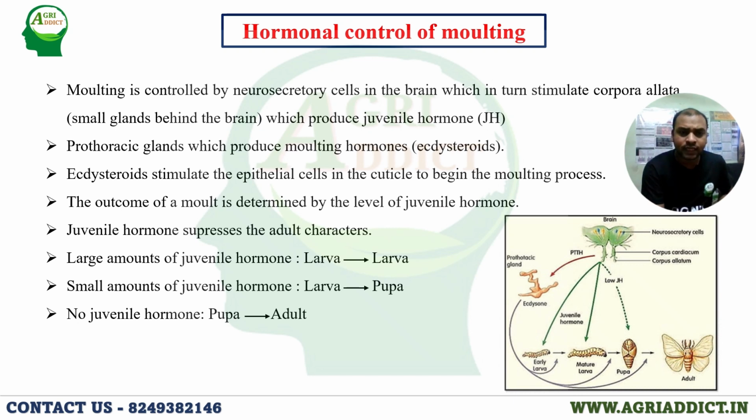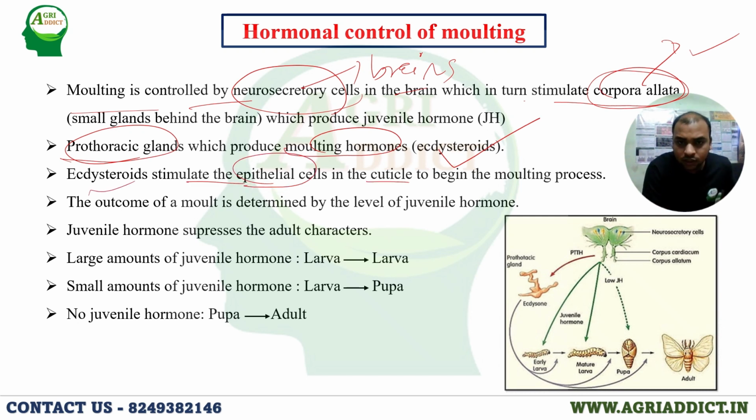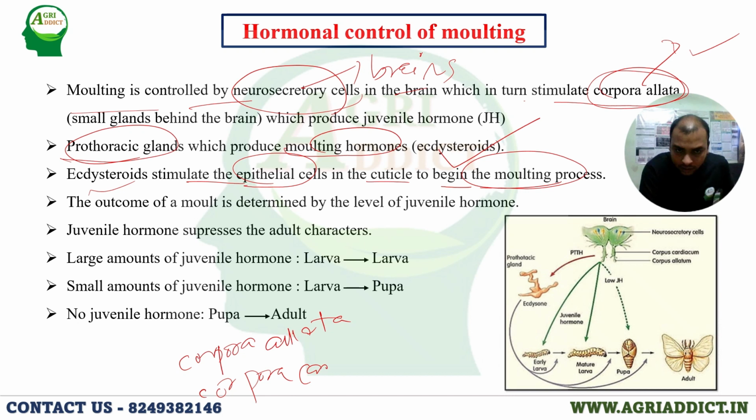Molting is controlled by the neurosecretory cells of the brain, that is known as corpora allata. Okay, corpora allata. And the prothoracic glands produce the molting hormone, that is called ecdysteroids. I'll tell you the trick. The ecdysteroids stimulate the epithelial cells in the cuticle to begin the molting process. Okay, one is corpora allata, another is corpora cardiaca.